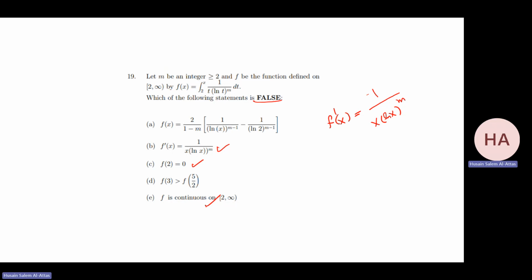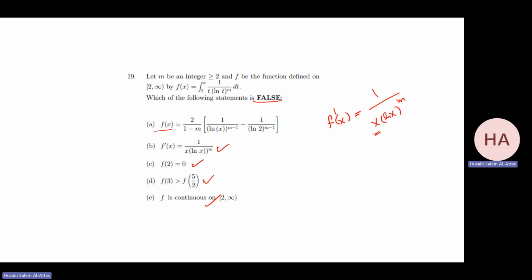M is greater than or equal to 2, and x is positive. We have ln x. So this is positive. So the function is increasing. So this one is correct. Now this one is wrong. Why is this wrong?